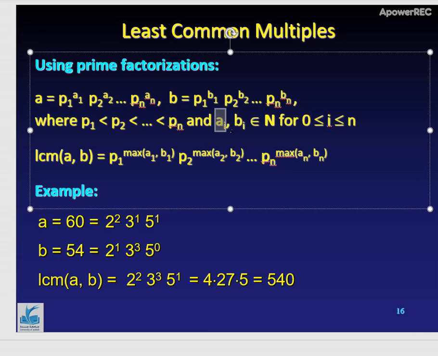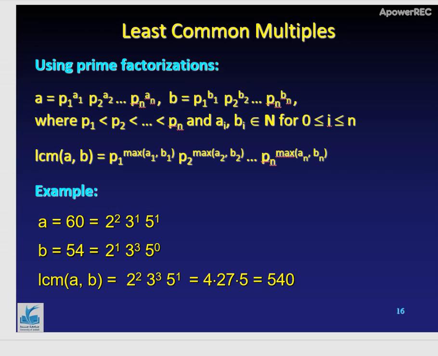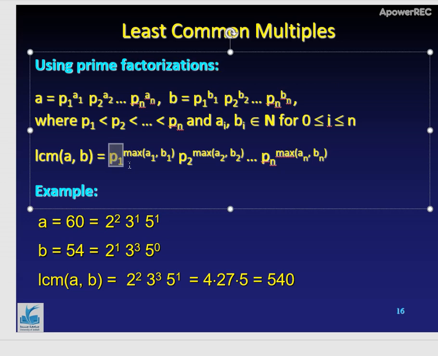a sub i are the powers in the expansion of a and b sub i, b1, b2 and b sub n are the powers in the expansion of b. Alright, so with this definition, we have least common multiple equal to the first prime number raised to the power the largest of the two powers. So the maximum of a1 and b1 will give us the required power of p1 in the least common multiple.